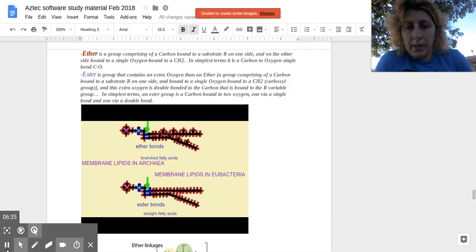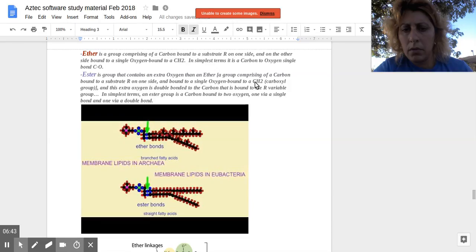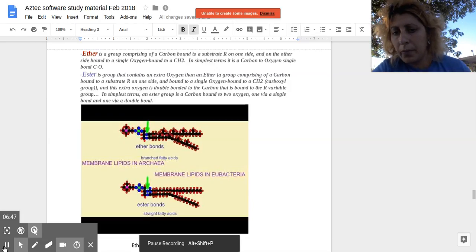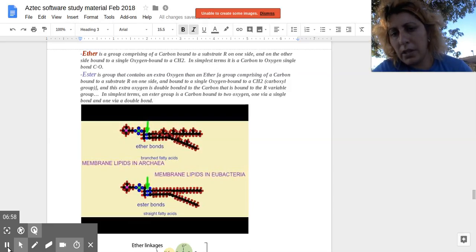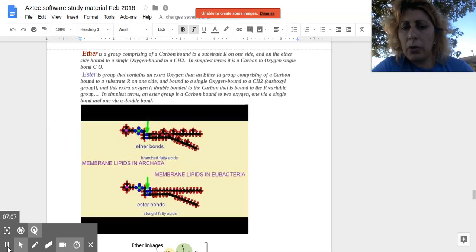So in other words, a COO. An extra oxygen is double bound to the carbon, bound to an R group. The R group is a variable group. In simplest terms, an ester group is a carbon bound to two oxygens, one via a single bond and one via a double bond.